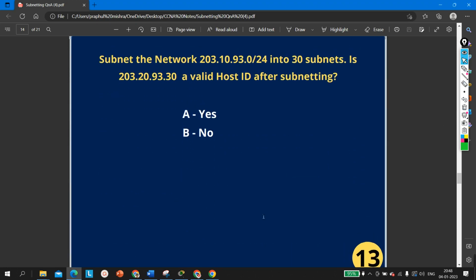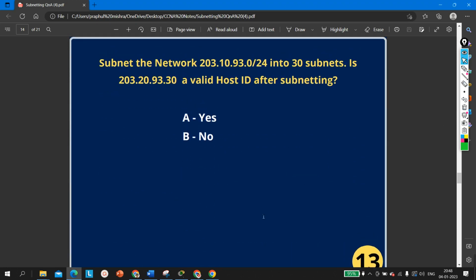Okay, see this question, guys. Subnet the network 203.10.93.0/24 into 30 subnets. So here we need 30 subnets, 30 networks, right? Is 203.20.93.30 a valid host ID after subnetting? So if you divide this network into 30 networks, do you think this is a valid IP address after subnetting? Yes or no? So solve it, guys.